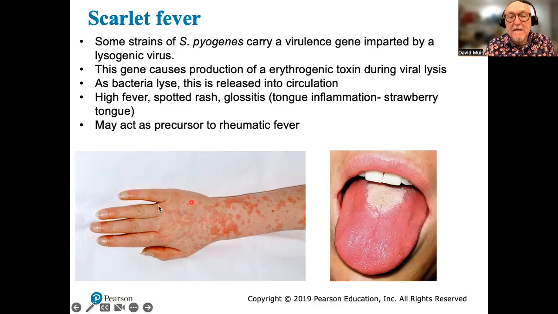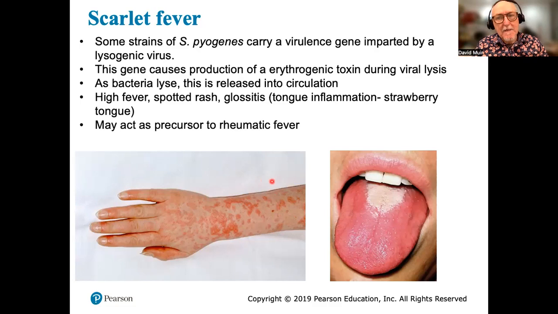And the rest here, this is where it gets the name erythrogenic. Erythrogenic toxin is one which causes a rash, a macular rash all over the skin. And that's why it gets the name scarlet fever. So scarlet fever used to be serious, especially in children. It was a cause of mortality in children. But nowadays it's relatively easily treated.